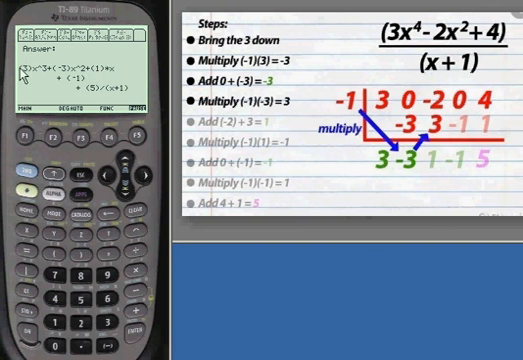Here's the answer: 3x cubed minus 3x squared plus 1x. You can leave out the 1 if you know, but you're not going to get any points off if you put the 1 in there. And here's the minus 1 for the last term, and then 5 over the quantity x plus 1. Okay, that's the answer.